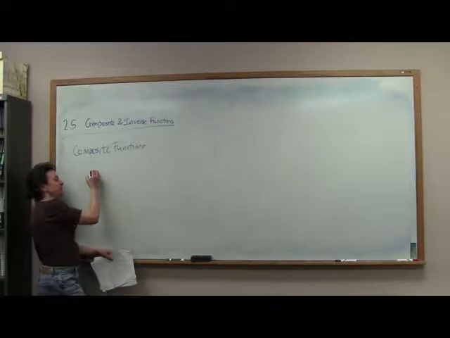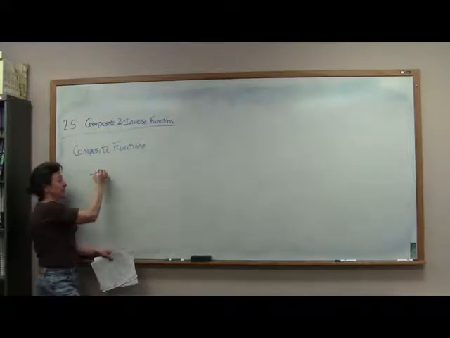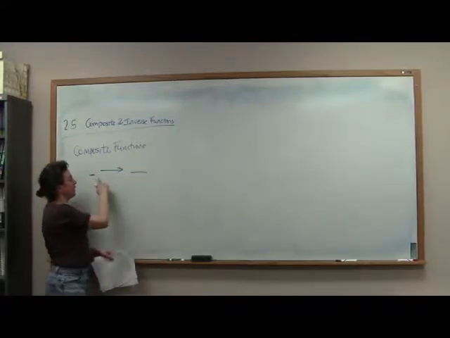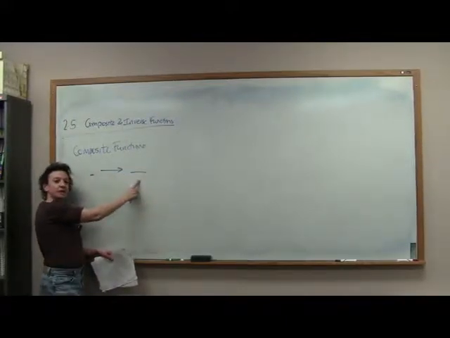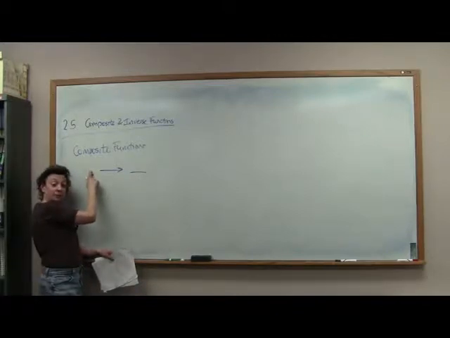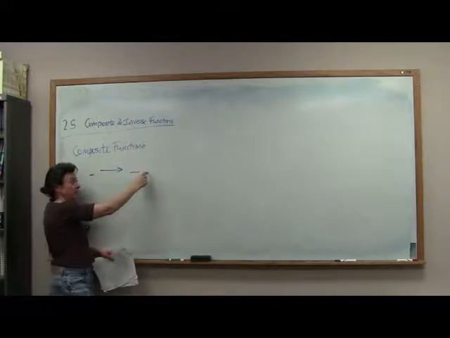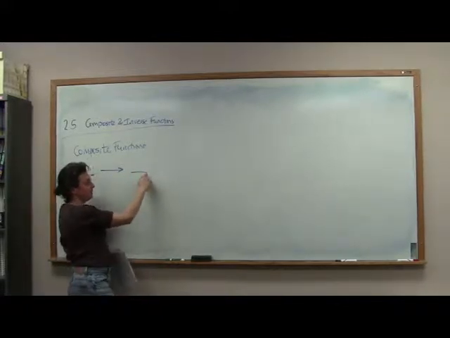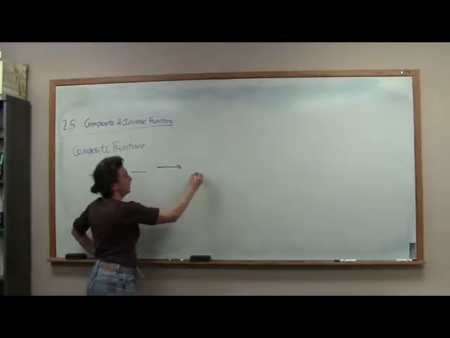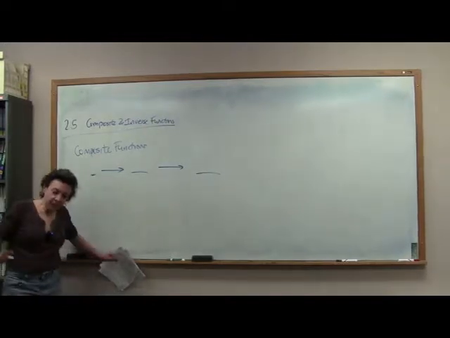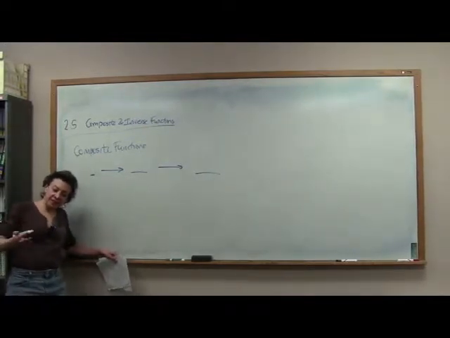Okay, so what happens in an assembly line? Well, someone starts with something here, they do something to it, and then something comes out. So this is their input, they do whatever their job is, and something comes out. And then the next person takes what came out and does something to it. Okay, so think of it like this.